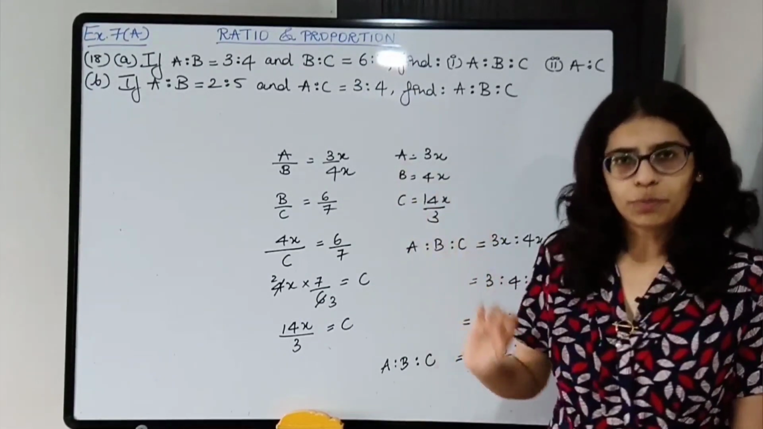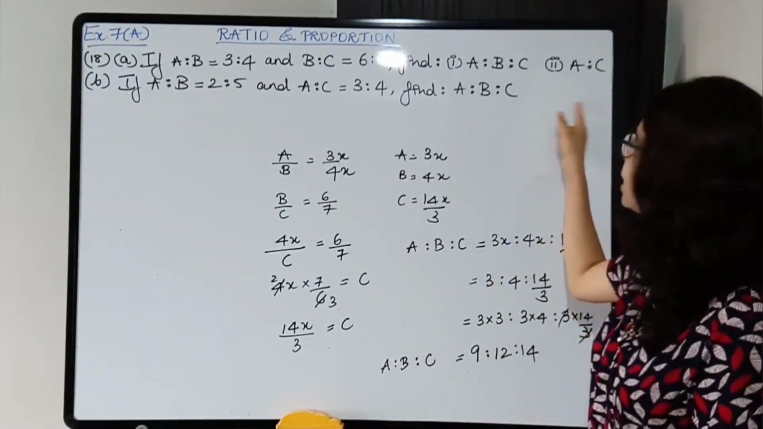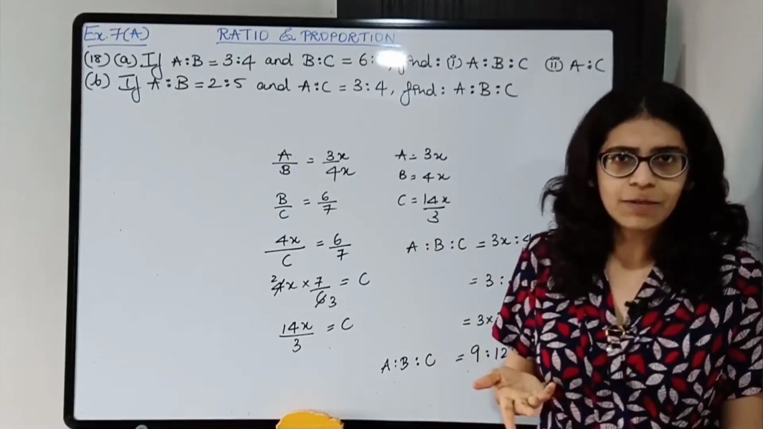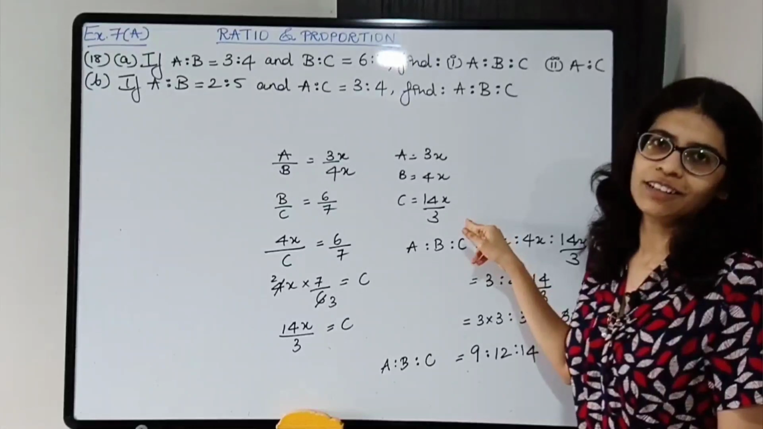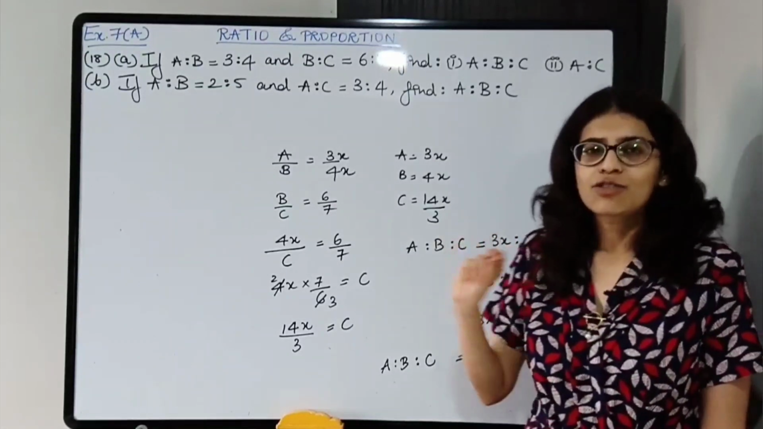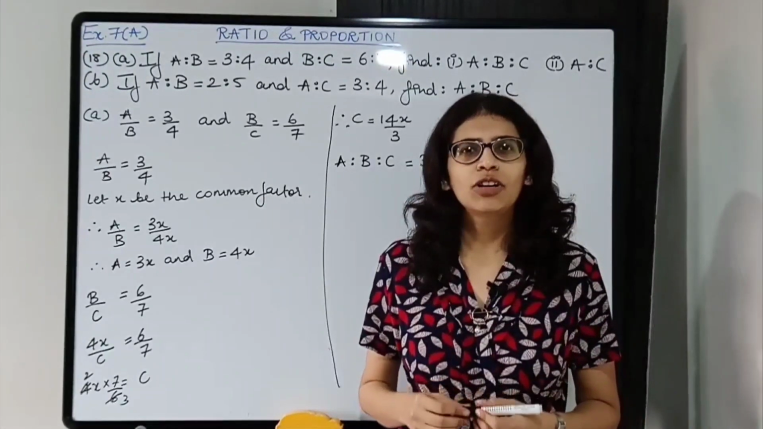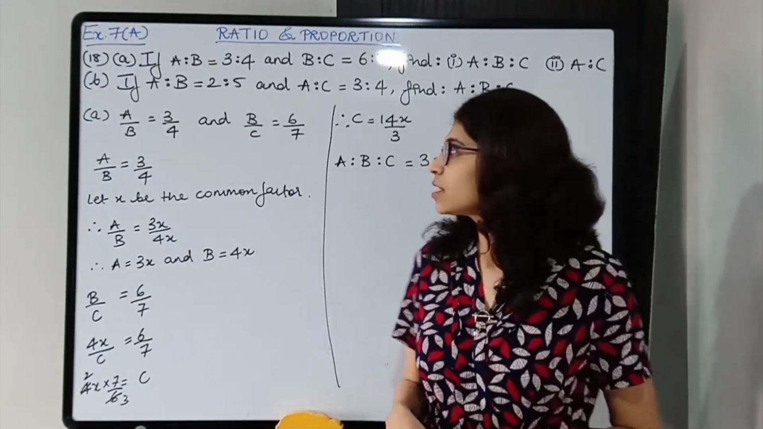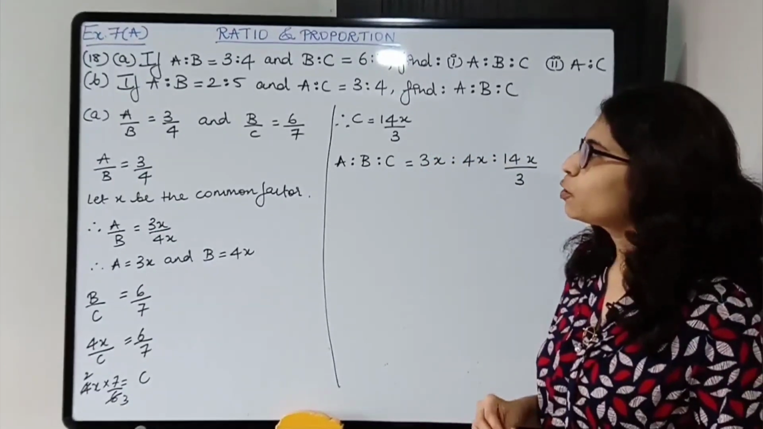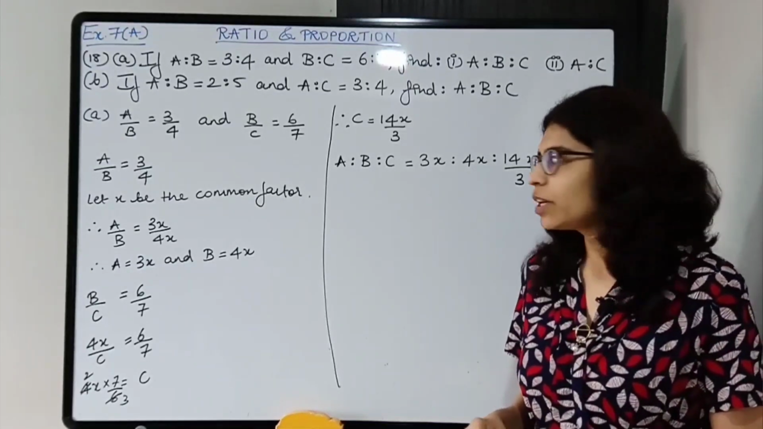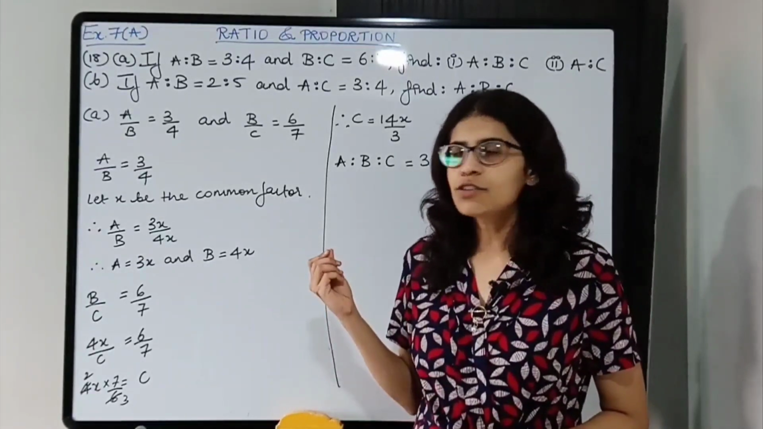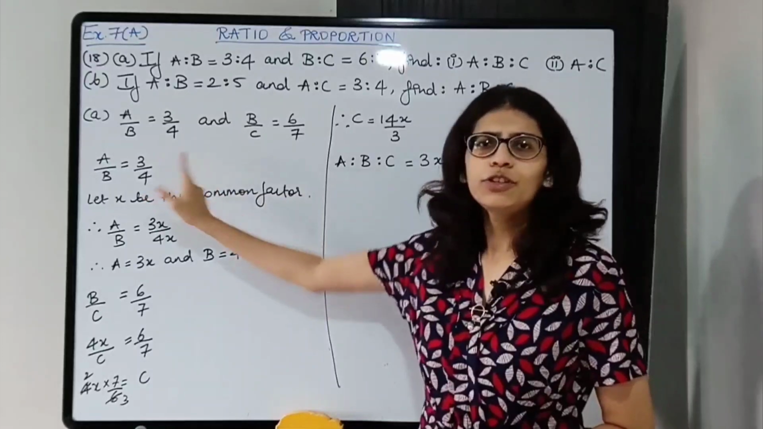Now we'll solve properly. Okay, and in the second part you have to find A is to C. That is again very easy. Okay, because we know A, we know C. You only have to take the ratio. Okay, so let us now solve properly. Always start with the given information first. So we are given that A upon B is equal to 3 upon 4 and B upon C is equal to 6 upon 7.